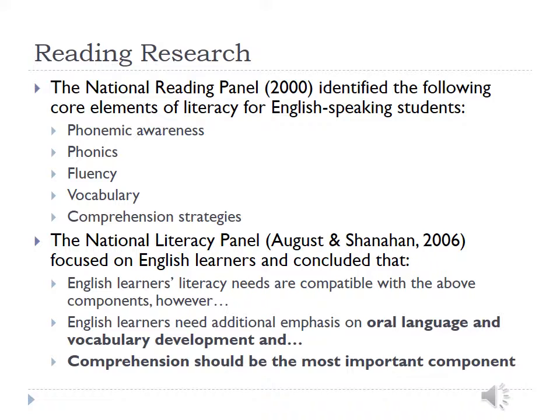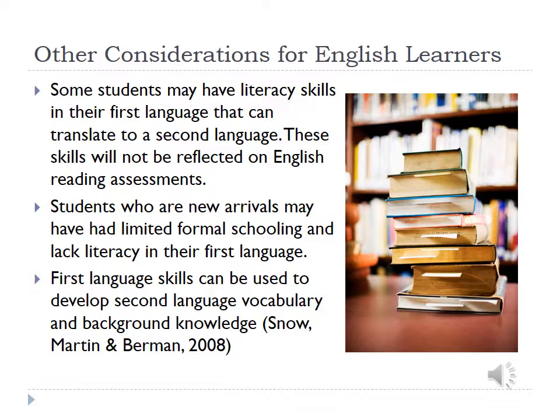In 2006, the National Literacy Panel by Diane August and Timothy Shanahan focused on English learners specifically and concluded that English learners' literacy needs are compatible with the above components. However, English learners need a strong emphasis on oral language and vocabulary development. Furthermore, they promoted comprehension as the most central component of literacy instruction for English learners.